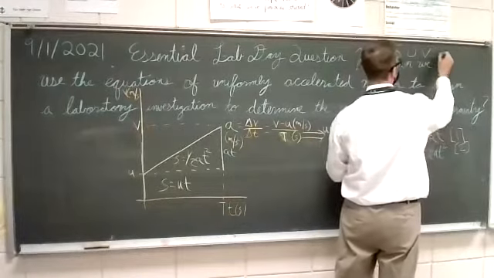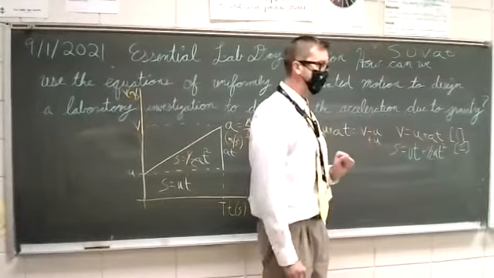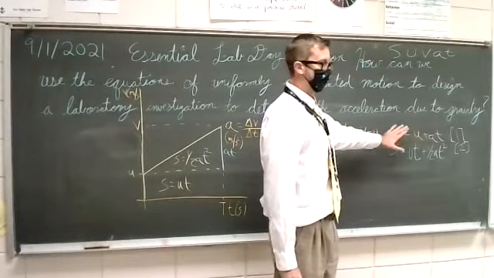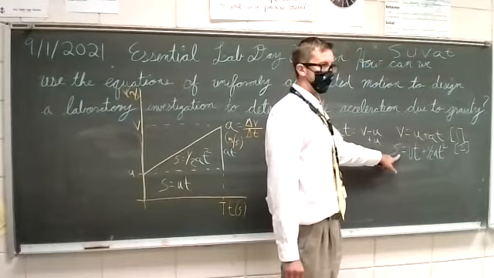Displacement, initial, final, acceleration, time. So there are 5 variables related in the big 4. Each equation will omit one of them. Note that there's no displacement in this one. Note that there's no final velocity in this one.